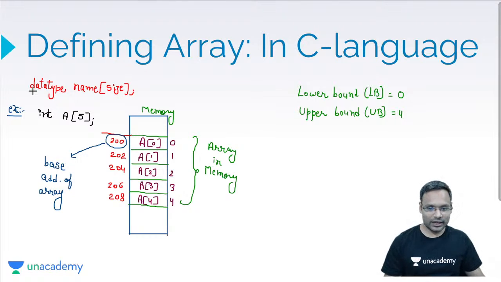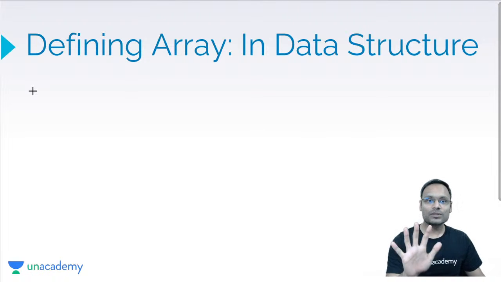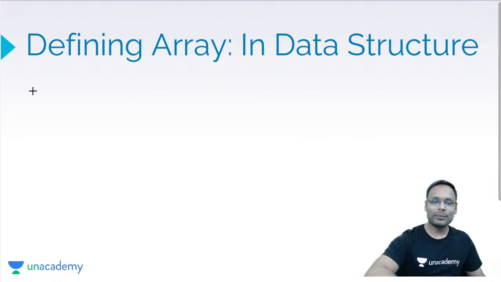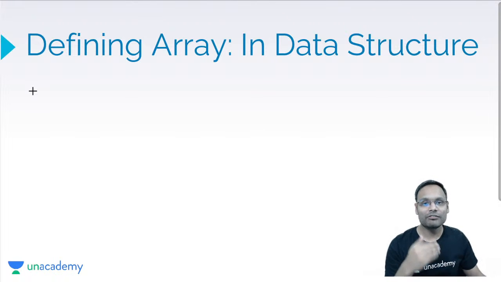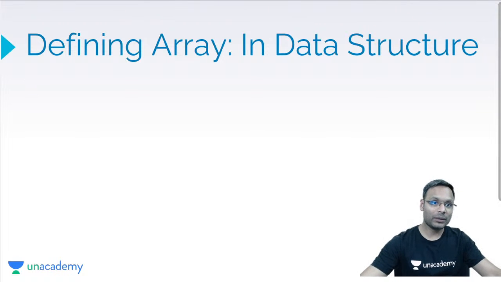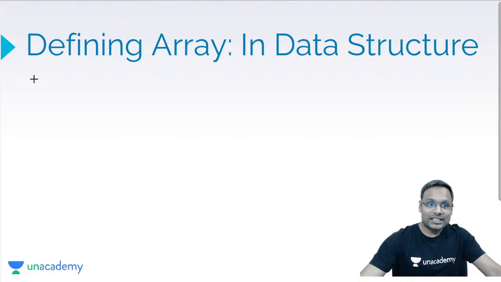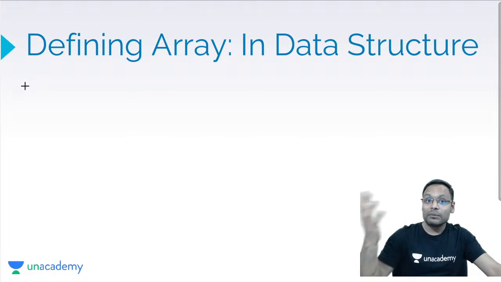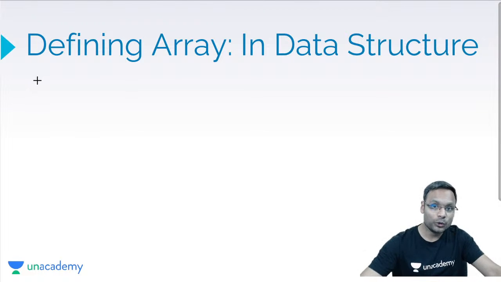So we can have such kind of programming language. Right? So we are not studying programming language, we are going towards generalization. So in generalization, in data structure, we may have such kind of array in which starting index can be anything. How do you define the array in data structure? We will define the array in data structure like this. Array name, in the square bracket, lower bound, colon, upper bound.